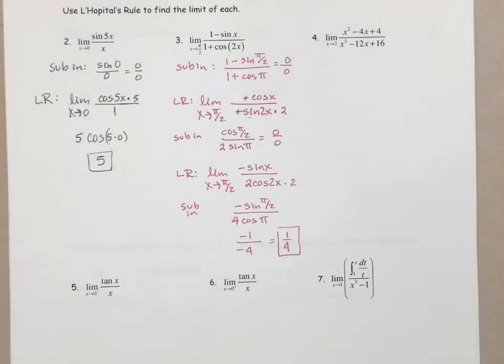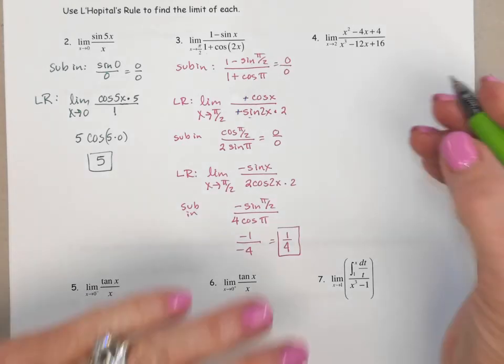All right, it's pretty straightforward. It's taken me a while to talk you through this, but really this is just a lot of multiple derivatives. And you keep subbing in, and if you get a 0 over 0, then you do another derivative of the numerator and denominator separately. So let's take a look at this one.